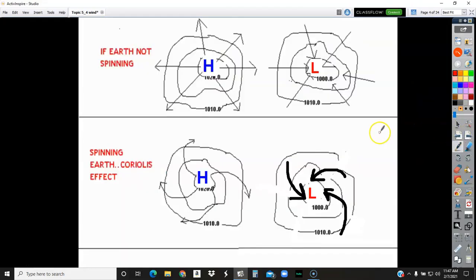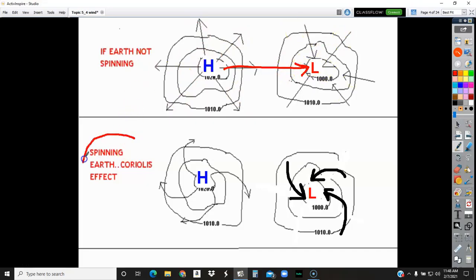Now, if the Earth didn't spin, if the Earth didn't rotate, like I said, winds always go from a high to a low. So notice the arrows. These arrows are supposed to represent winds. This is the center of a high pressure. The winds are going out from a high pressure. In a low pressure, they're going in. Notice all the arrows going in. So it's high to low. That's if the Earth didn't spin. These arrows would go straight out. The winds would go straight out from a high and straight into a low.